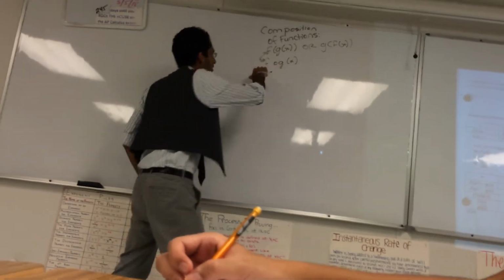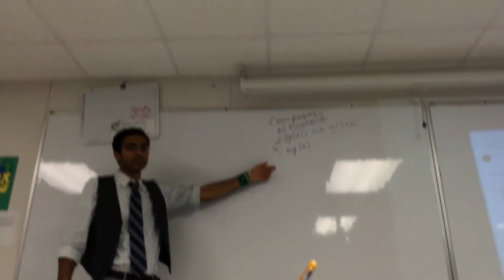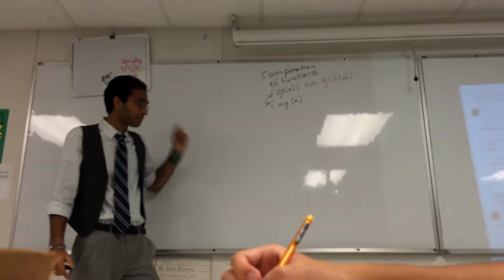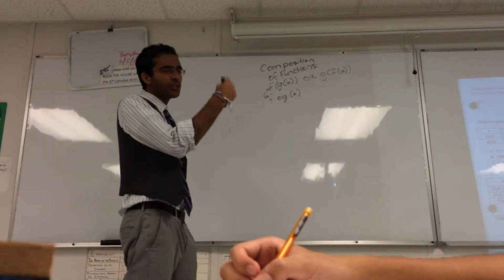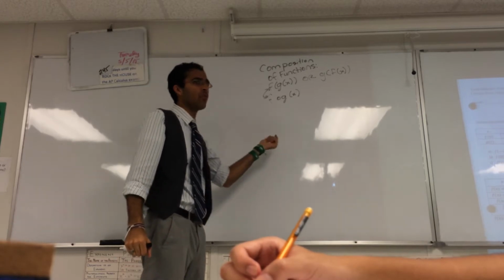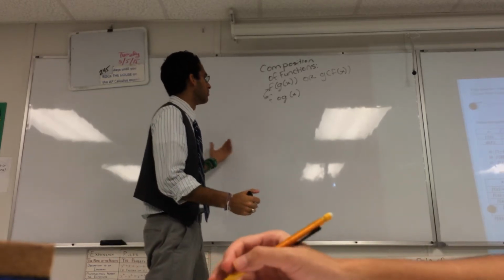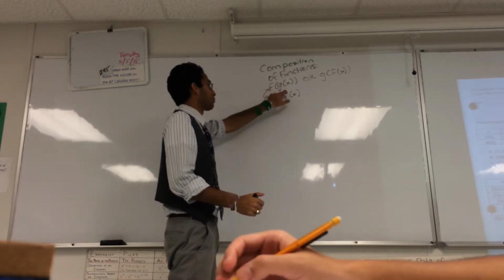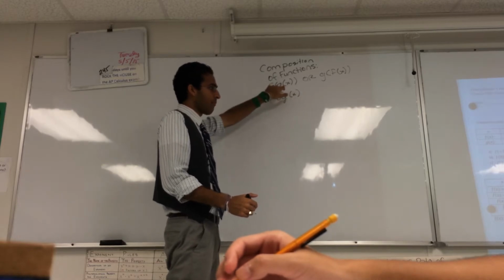Here we go. So f of g of x, right? These two things mean the exact same thing. Now, what are we using this for? Well, a composition of functions can be used to evaluate an expression that looks like this.